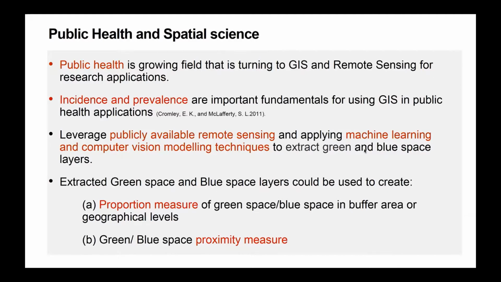There are two different approaches commonly used to study green space and blue space layers. The first one is the proportion measure, where a percentage of green space and blue space is calculated, maybe using a buffer area or other census level geographical units, such as census tracts or block groups, etc. And the second approach is the proximity measure, where distances are calculated from these green spaces to the participants' locations or patient location.